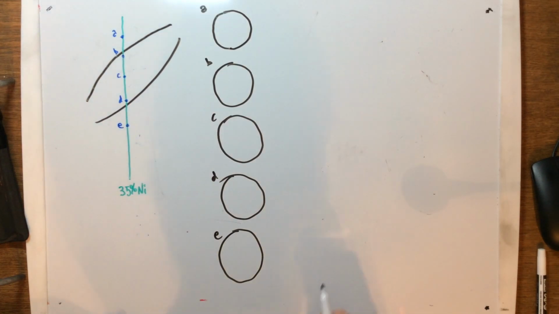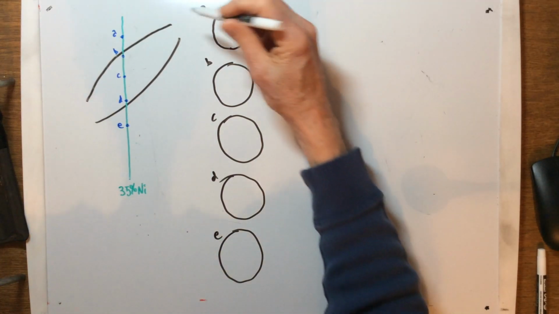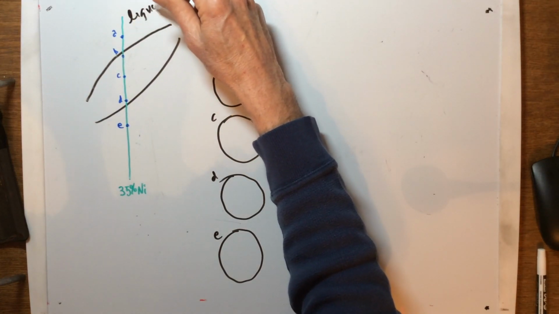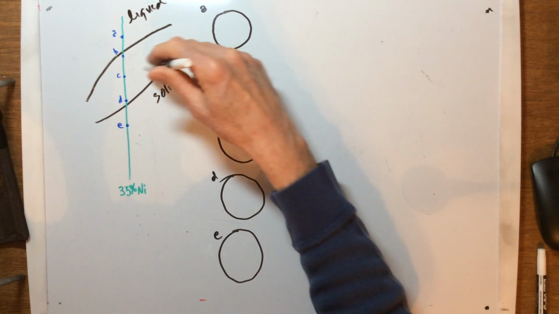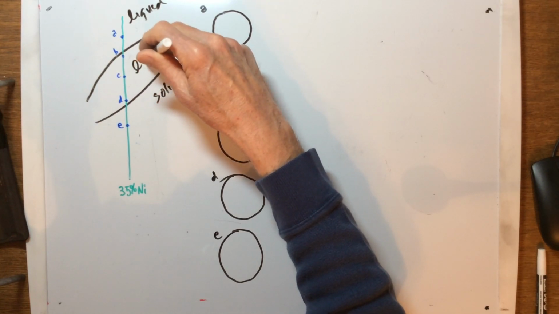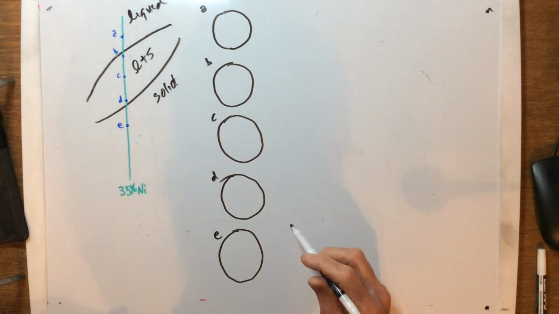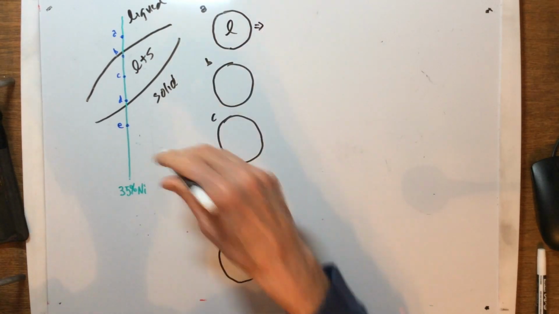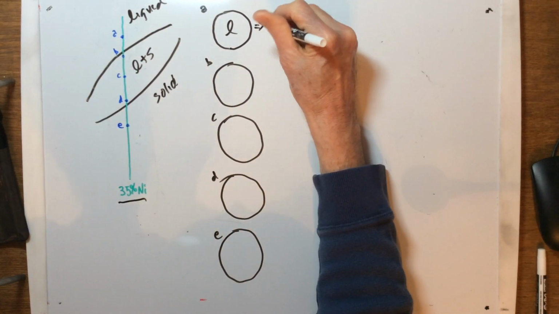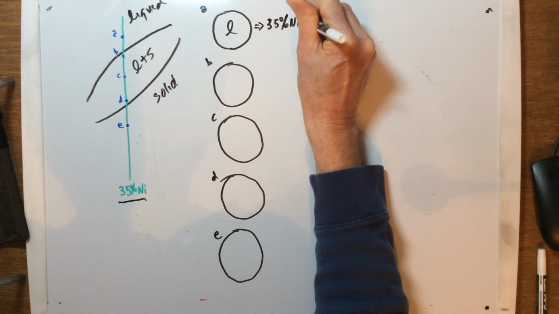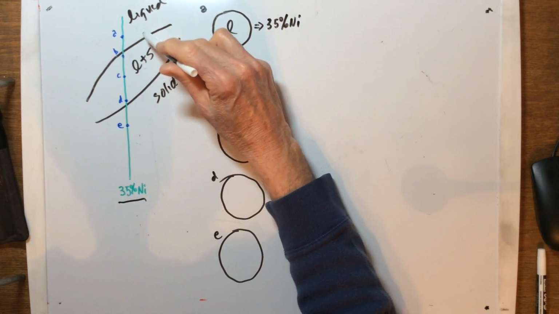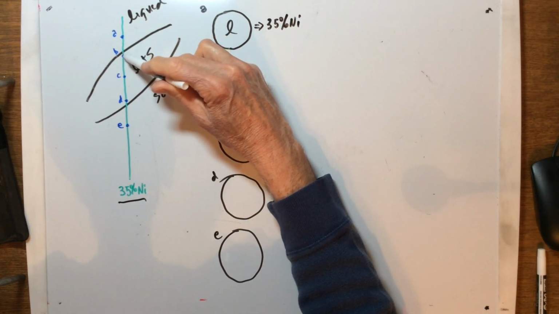So we're just going to look at that and see what's taking place. At A, it's obviously all liquid. This is all liquid, and this is all solid. And of course, this is going to be liquid plus solid in there. So it's going to be all liquid, and its composition is clearly 35% nickel.